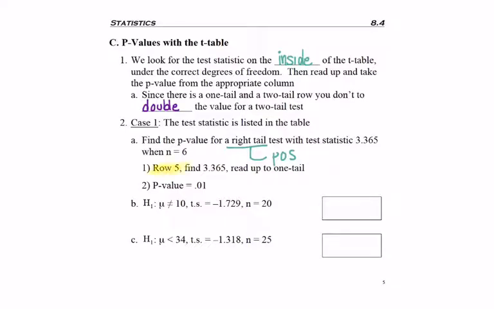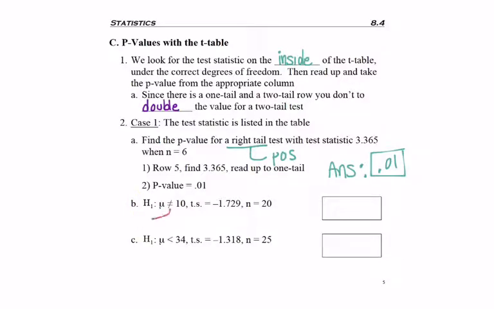So I go to row degrees of freedom n-1, so row 5. I look for the test statistic, and when I read up, I go to 1 tail because a right tail test is 1 tail. When I do that, I actually find 0.01, and that is my p-value. My answer is 0.01.